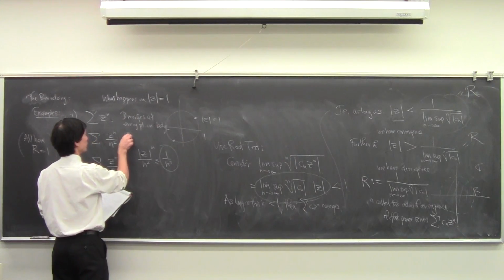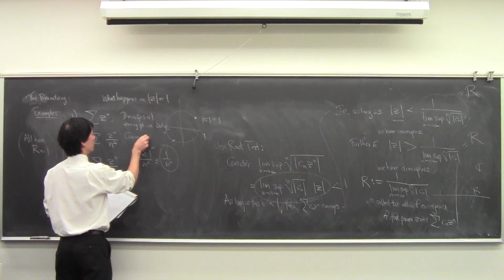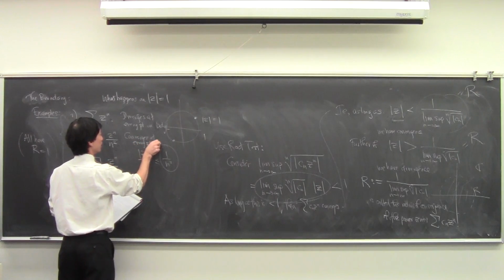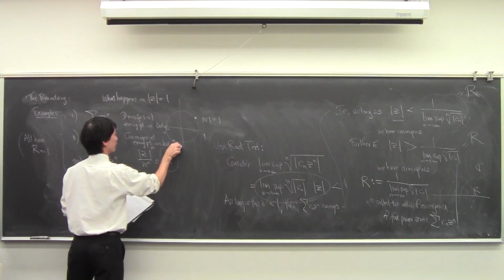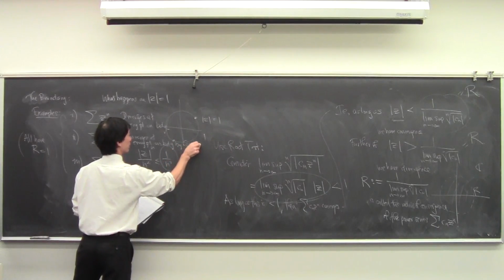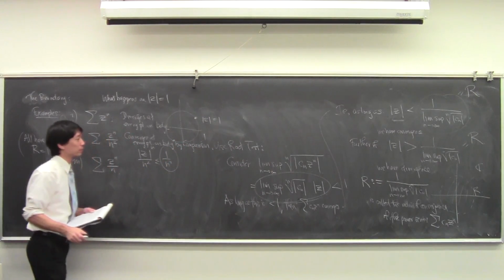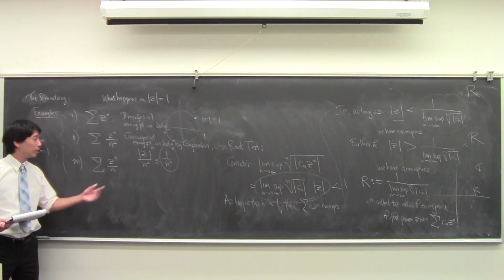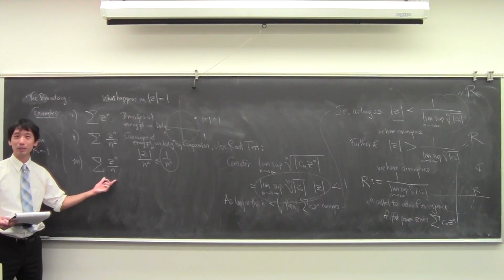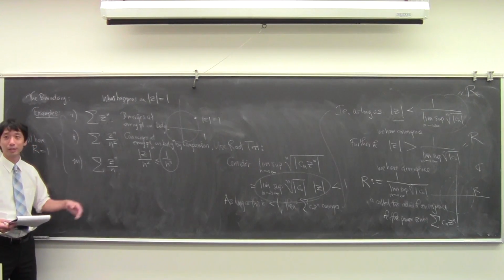So this thing converges at every point on the boundary by the comparison test. What about this last one? Can you tell me anything about this last one on the boundary?